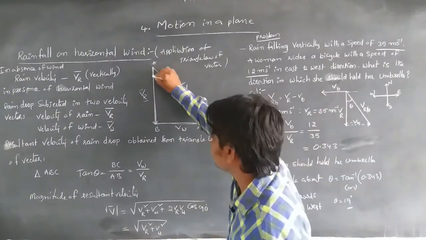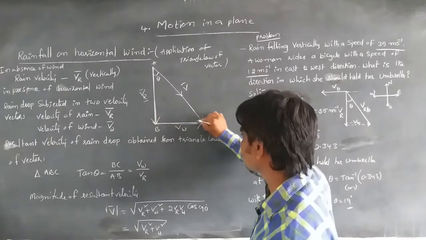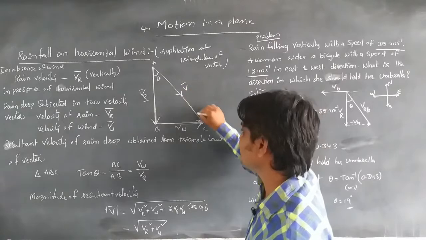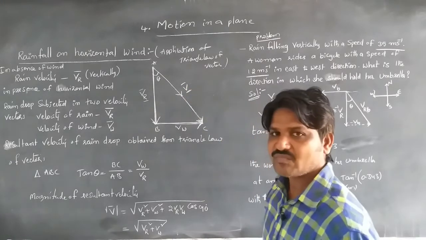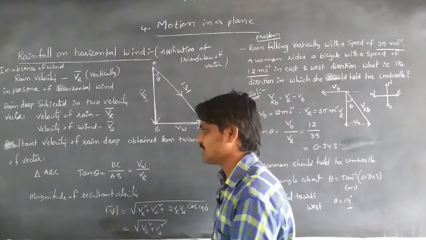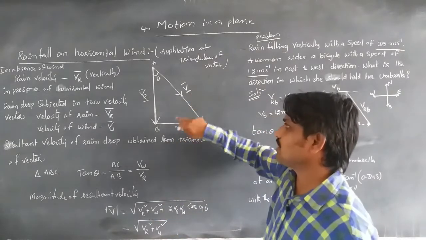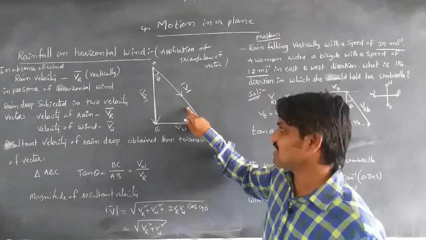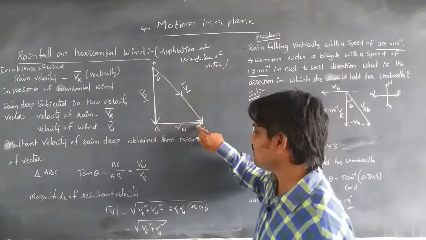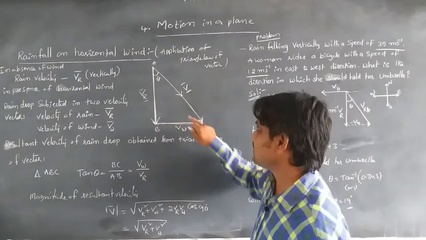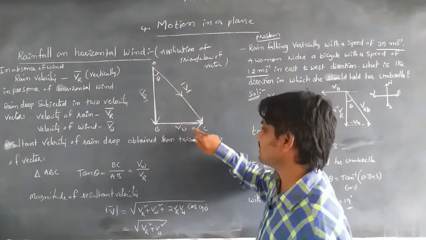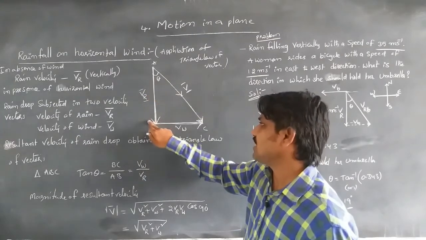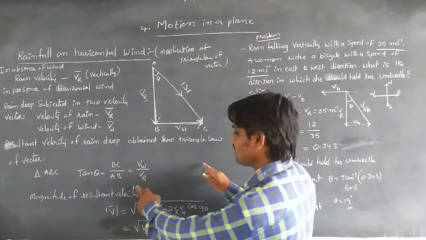The rain is in this direction and the wind is in this direction, taken in order, and the third side of the triangle represents the resultant, taken in reverse order. That is the velocity vector V, the resultant velocity of the raindrop. So this is the triangle ABC. From triangle ABC, tan theta is equal to opposite by adjacent. Opposite is BC, which is the velocity of the wind, and adjacent is AB, which is the velocity of the rain.